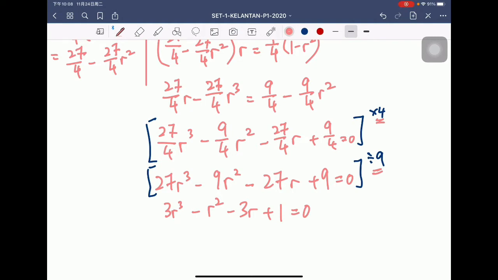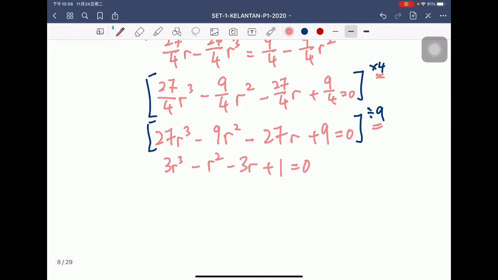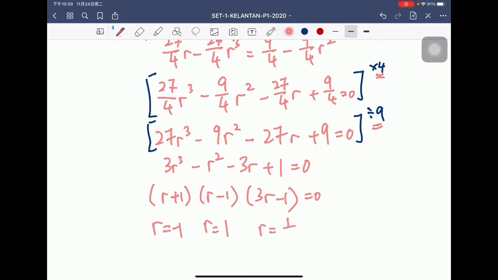The highest degree is 3, and the coefficients are 3, -1, -3, and 1. So I think you will get 3 answers here. The first answer is r plus 1, so r equals -1. Then r minus 1, so r equals 1. And also 3r minus 1 equals 0, so r equals 1 over 3. Okay, I will stop here first.